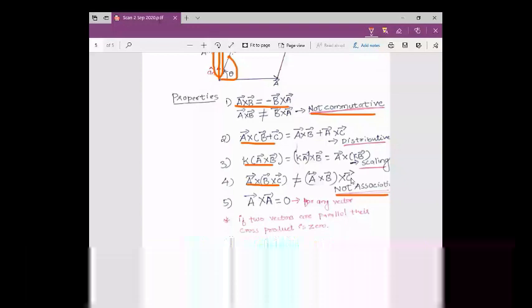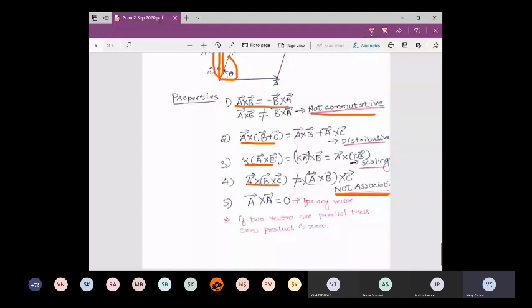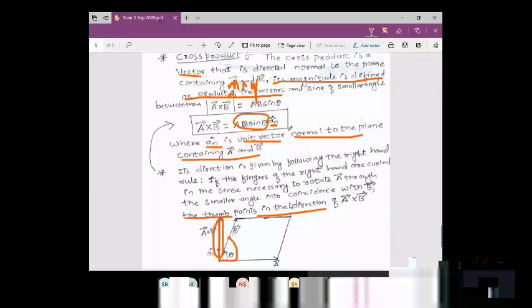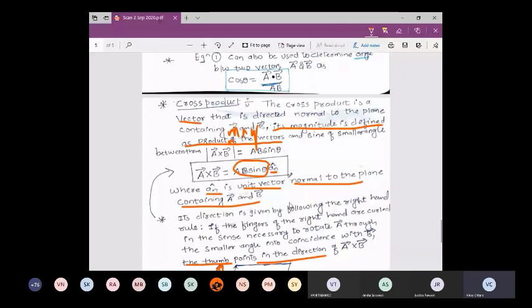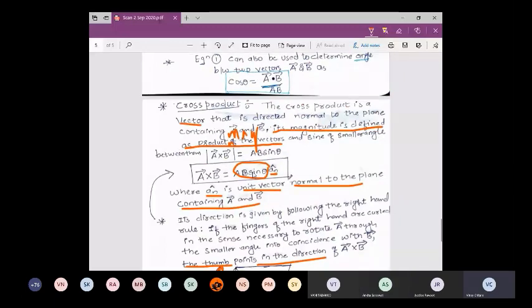Also, A cross A is 0. Can anyone justify why it is 0? It's quite simple. Yes, very good, sine 0 is 0. So A cross A is 0.